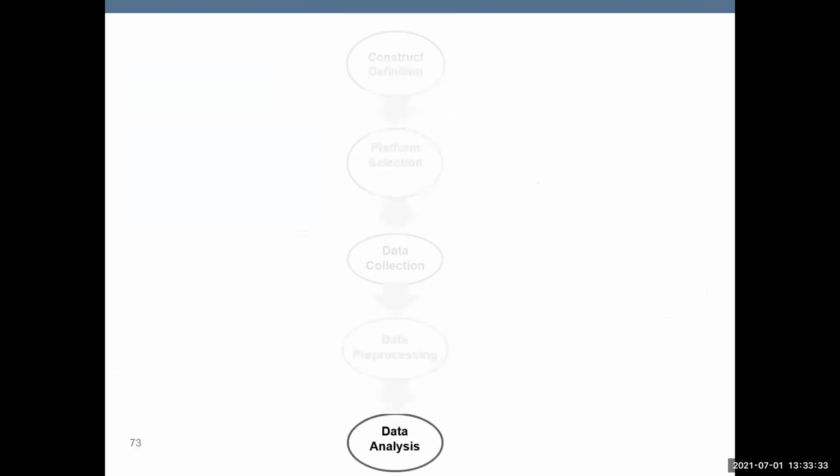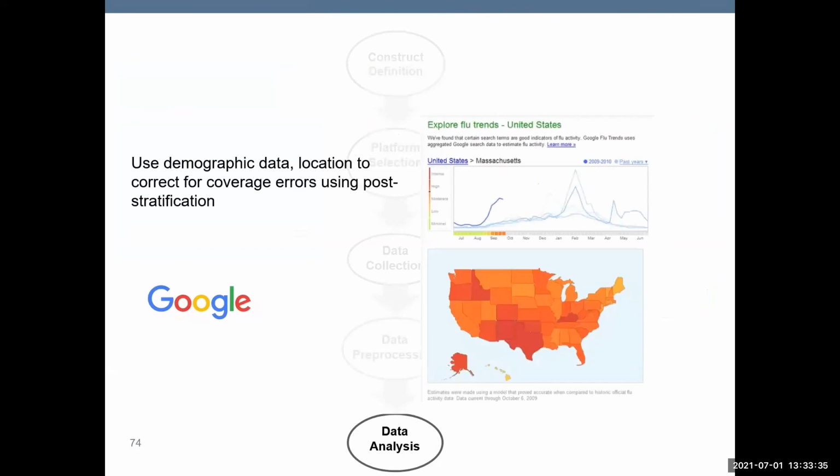And then the final step is data analysis. So Fabian already talked to you a bit about how the final estimate was arrived at in the Google flu case. So I'm not going to talk about the analytic issues over here, but I will talk about one aspect that's gaining traction in digital trace data, which is adjustment.